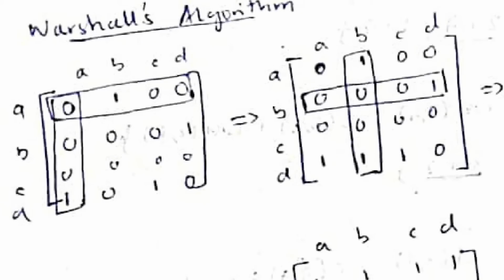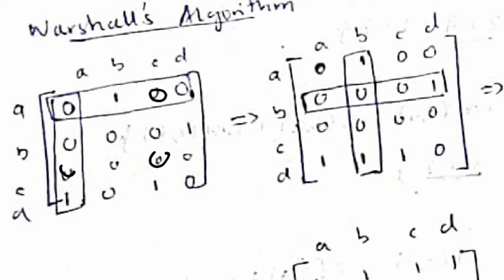Now, how will the change take place? See here, for this element, if you select it, check whether a change is to be made or not. See the row here, it is 1. See the column here, it is 0. If it is 1 and 0, you can't make a change. 0, 0, no change. Only when both have 1 will we make a change. See here, 0 and 0, no change. Then this one, 0 and 1, no change.